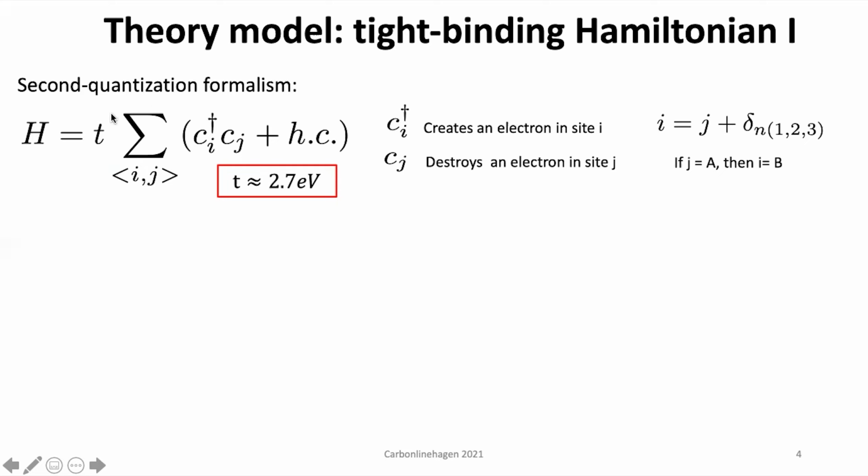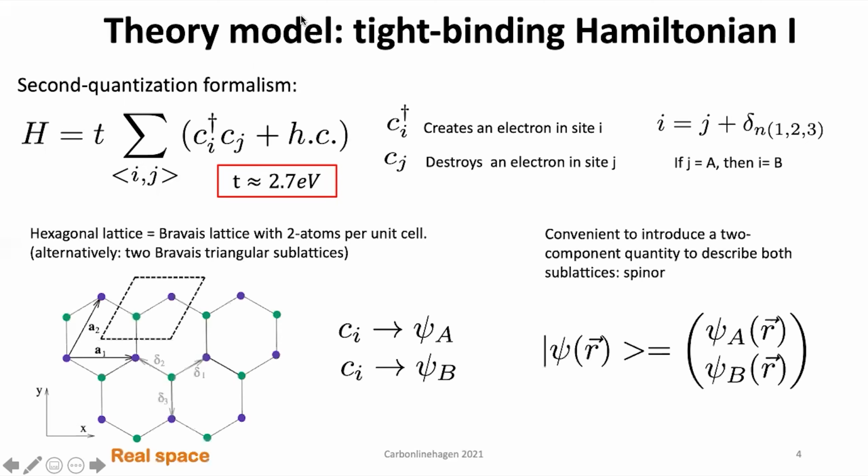Now, the t parameter in front of the Hamiltonian is a measure of the strength of this overlap, or the easiness with which the electrons can jump from side to side, and it has a value estimated between 2.7 and 3 electron volts.